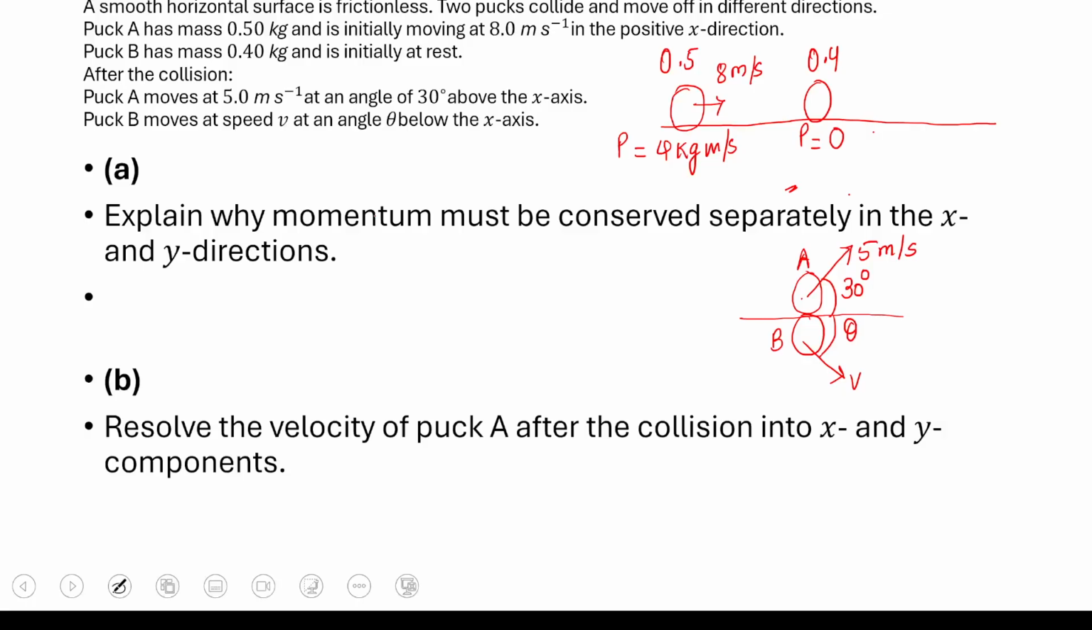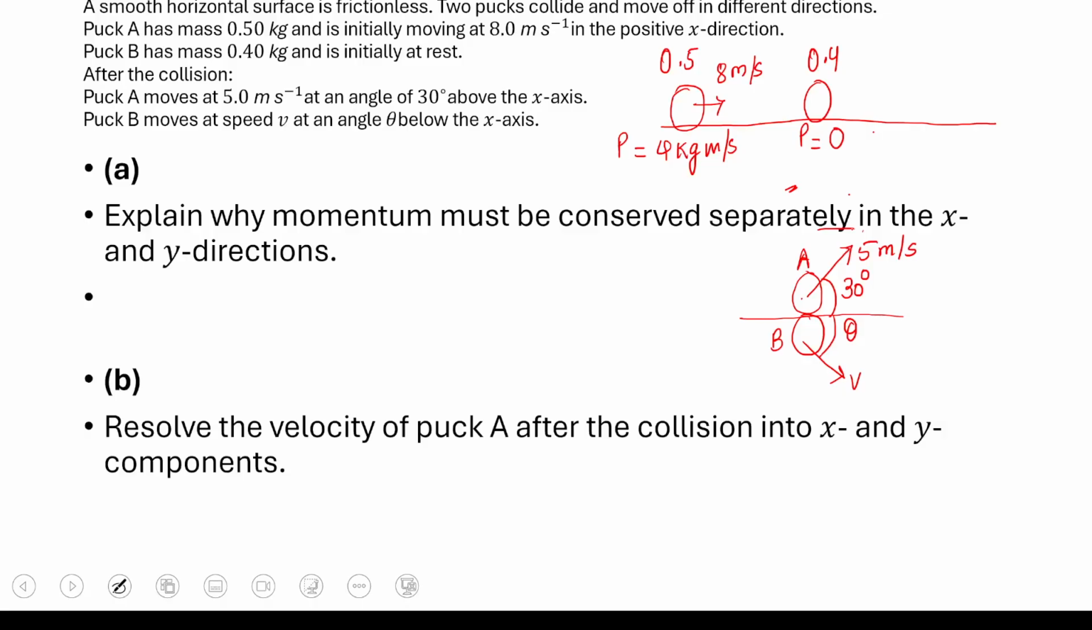Why must momentum be conserved separately in the x and y direction? Because the resultant force is 0 in both the directions and momentum is a vector quantity, so you need to conserve separately in both x and y direction. Resolve the velocity of puck A after the collision into x and y components. So the x component here is 5 cos 30. Use the right angle triangle, and the y velocity would be 5 sine 30.